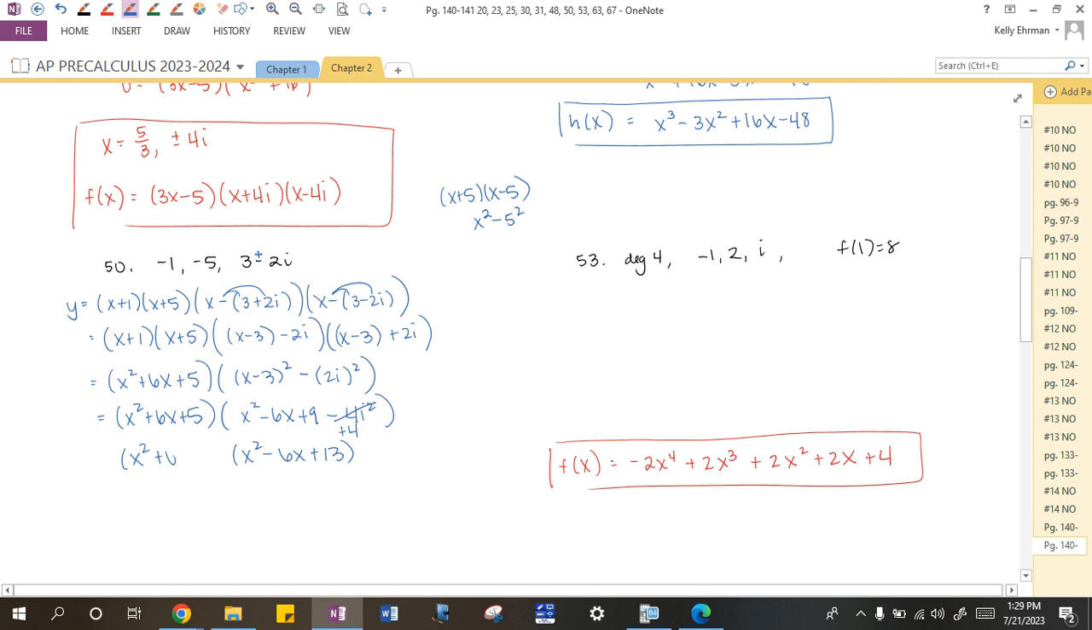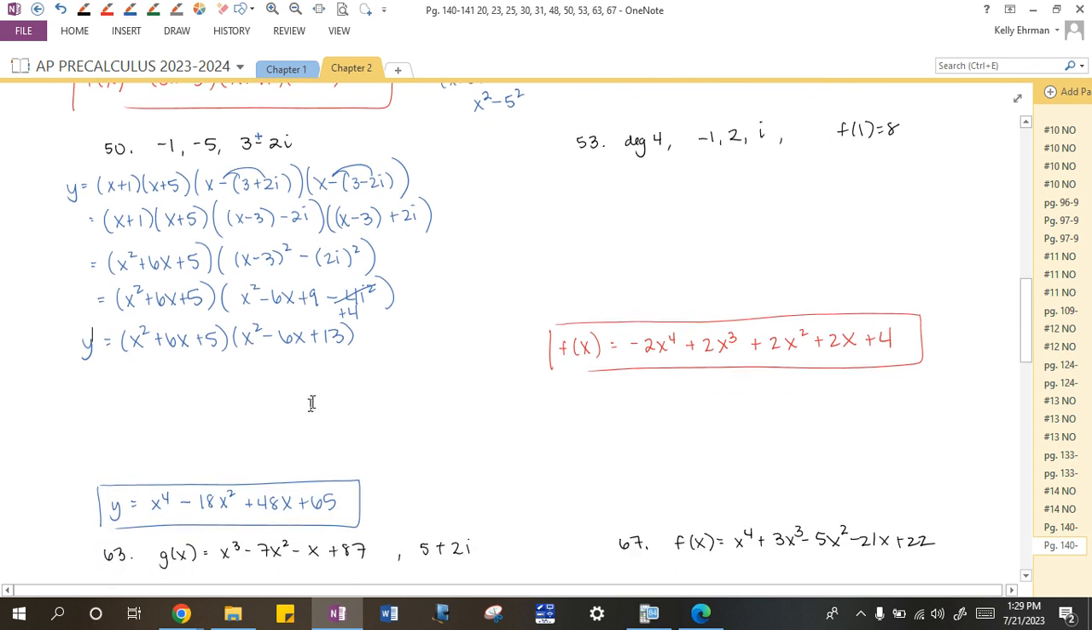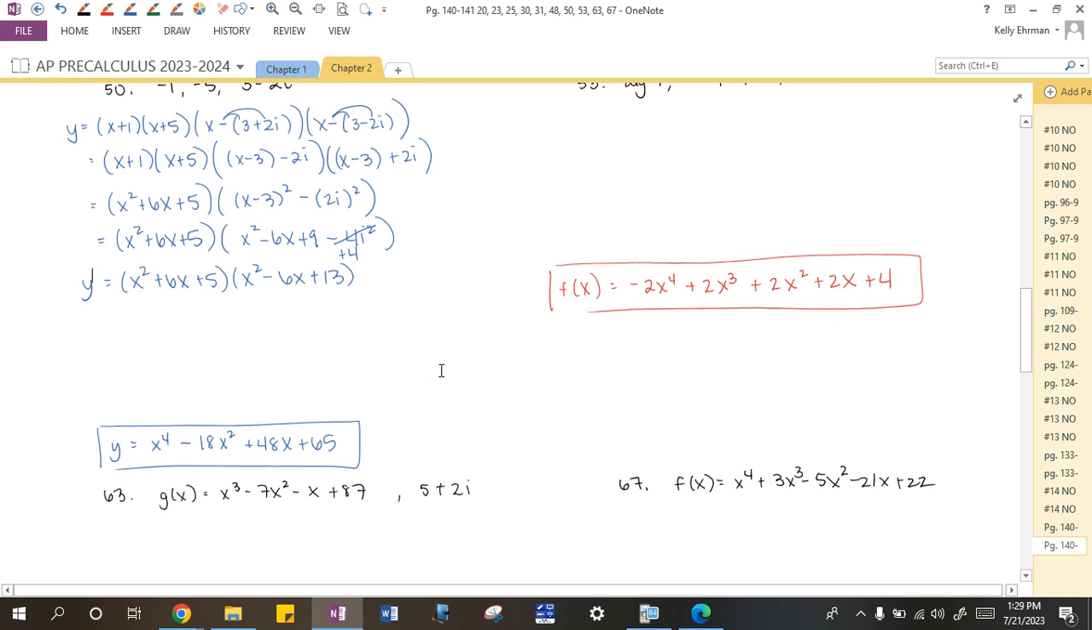And now at this point, again, depending on how I am supposed to write my answer based on instructions or multiple choice answers, it didn't specify in the book how far they wanted it. But at this point, you've got to just FOIL through: x squared times x squared, x to the fourth; x squared times negative 6x, negative 6x cubed. So you just kind of have to slog through this.